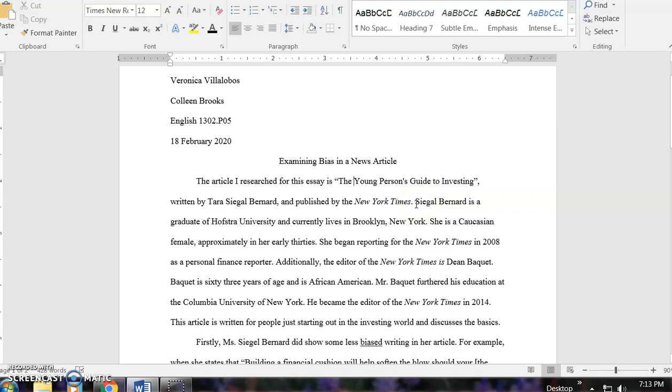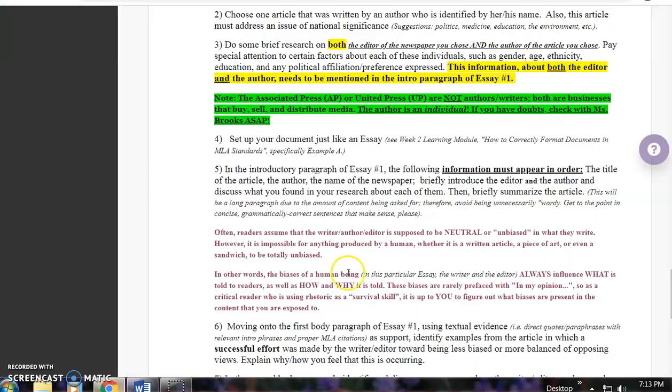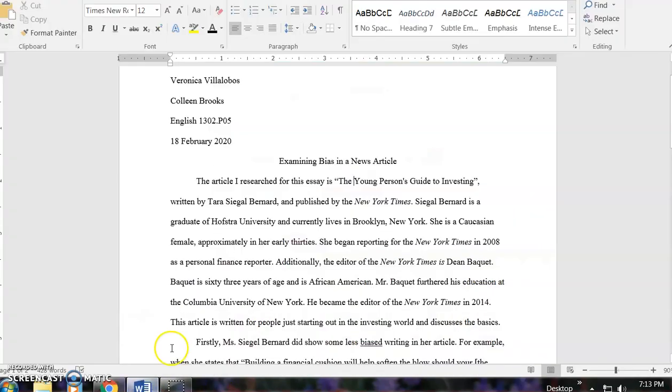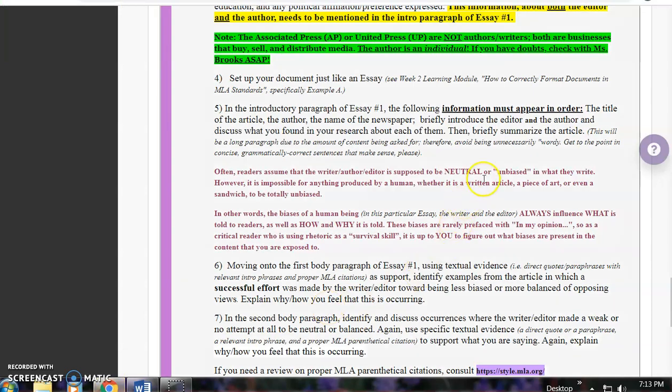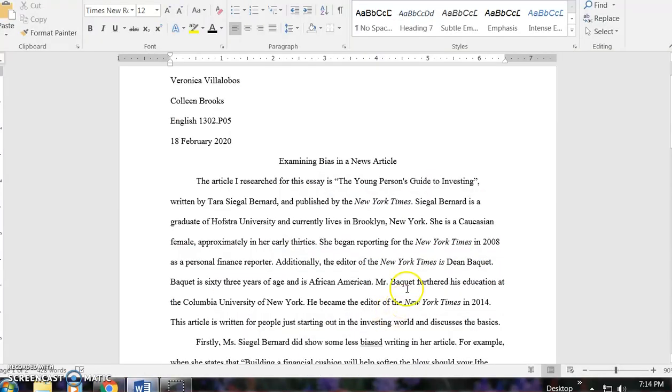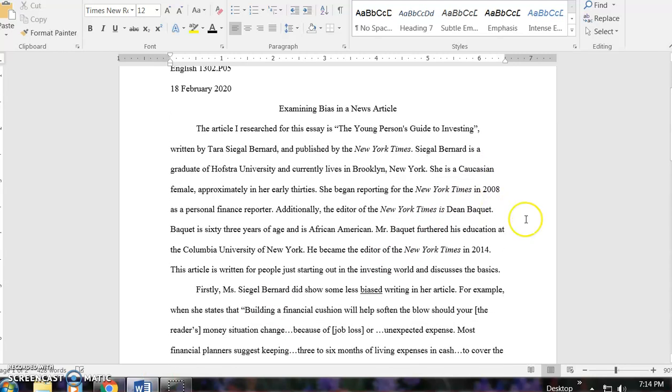Then I asked you, again, it was my bad back here, it says it must appear, so I said briefly introduce the editor and the author. Now, Veronica here, I guess, intuitively followed the fact that she talked about the author first. That would make more sense. Again, that was my bad that I put it back here as the editor and the author first, but if you did that, I did not count off significant points. I might have pointed it out, but I did not count off significant points.